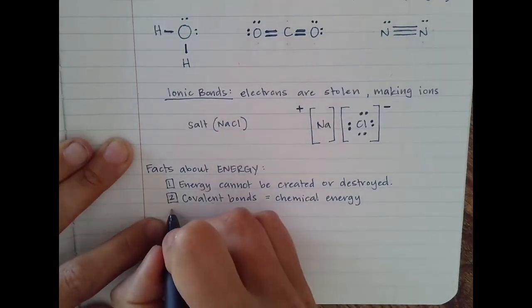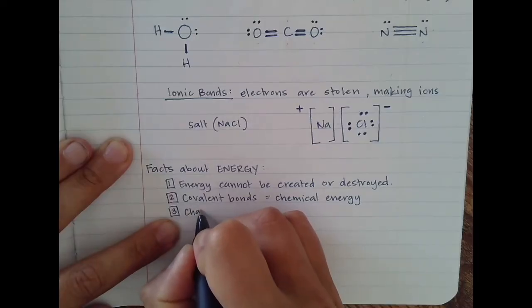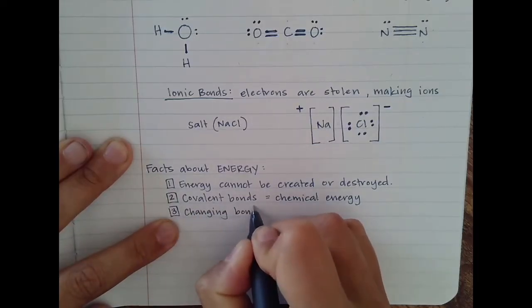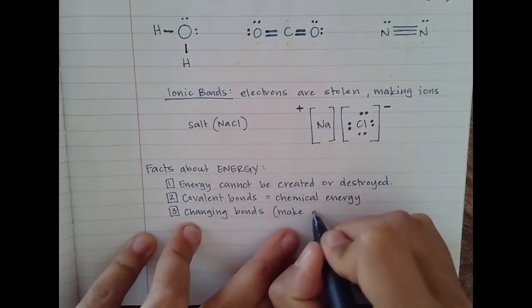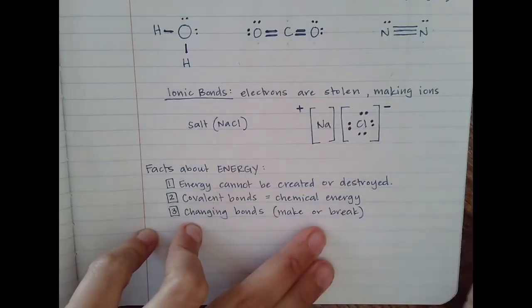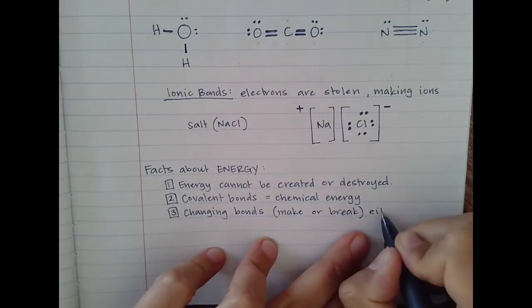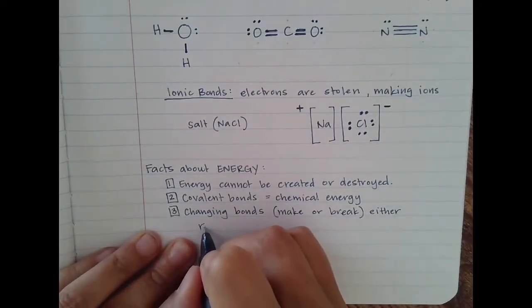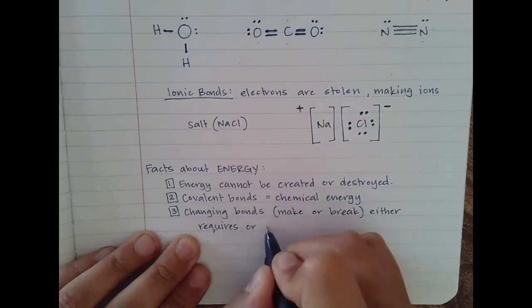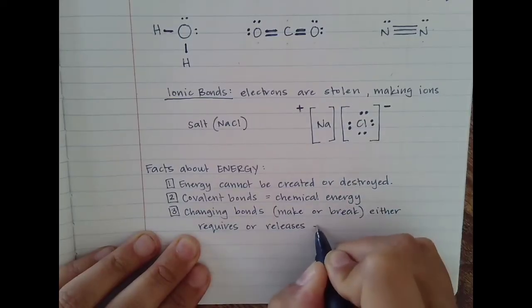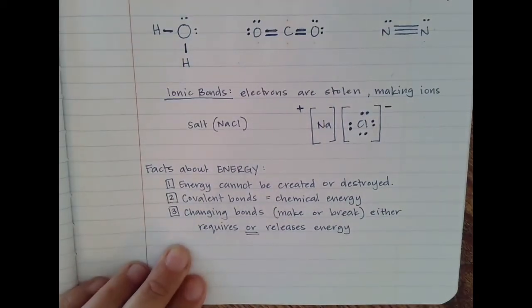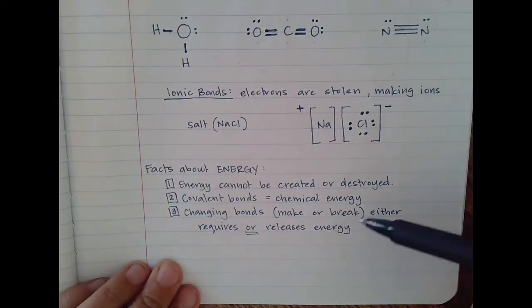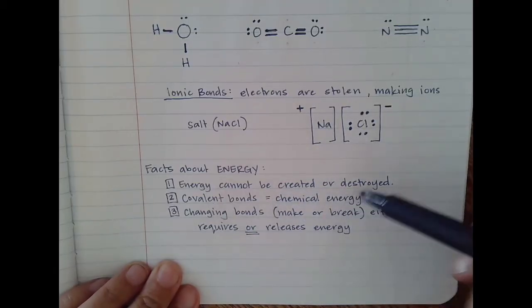And then 3, changing bonds. For example, I could make bonds or I could break bonds. So making or breaking bonds either requires or releases energy. So you either have to put energy in, or when you make or break those bonds, you might get energy out of your reaction. And that energy, if it's in the bonds, it is chemical energy.